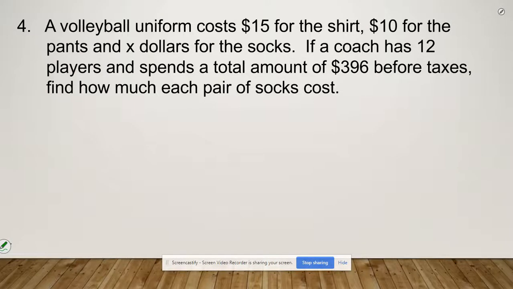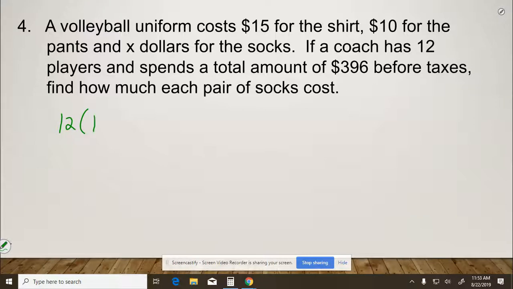Number 4, a volleyball uniform costs $15 for a shirt, $10 for pants, and X dollars for socks. If a coach has 12 players and spends a total amount of $396 before taxes, find how much each pair of socks costs. So we know the variable is socks. We know there are 12 people total. So all 12 of those people need $15 shirts, $10 pants, and X dollars for socks. And altogether, there's a cost of $396. So now we have our equation.